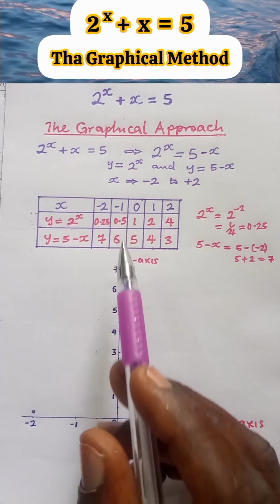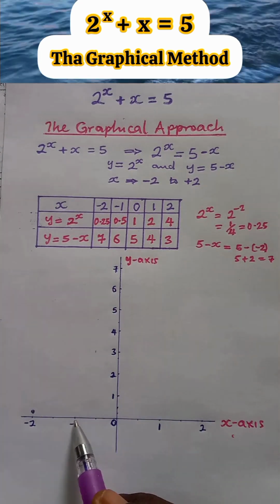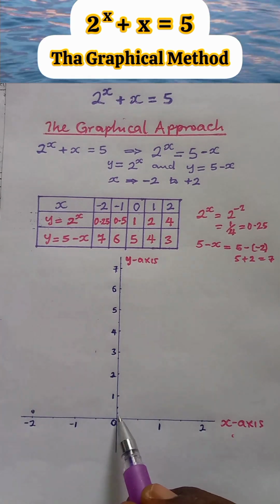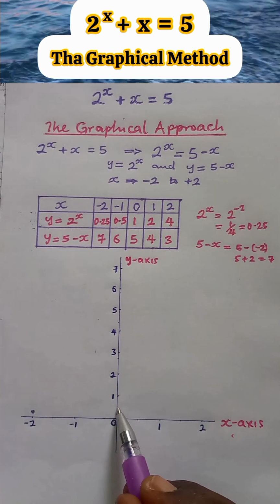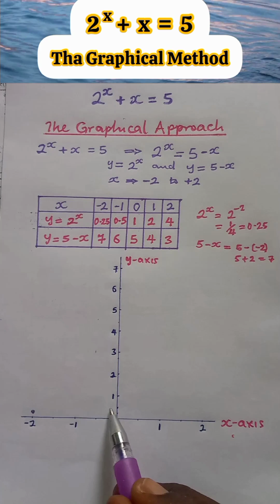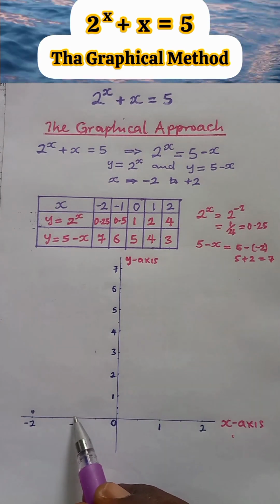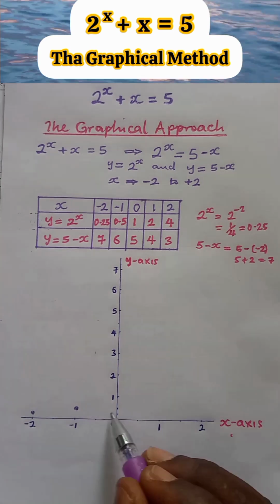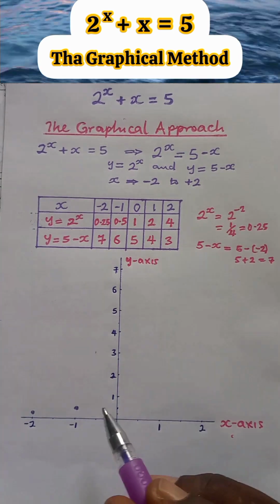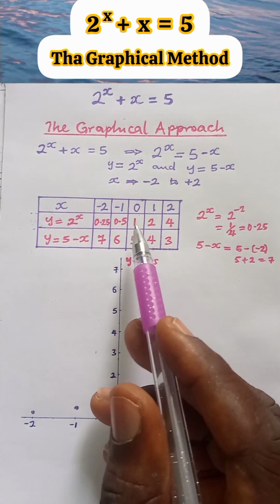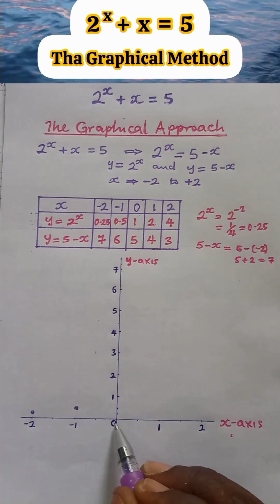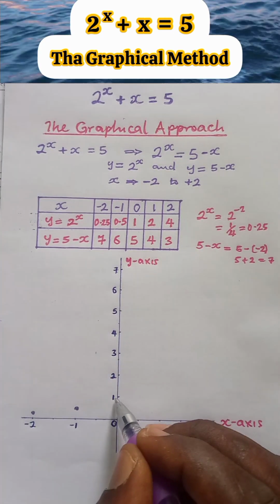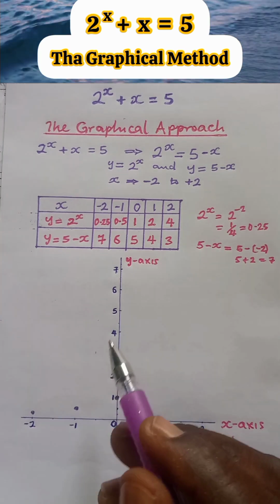When x is -1, y is 0.5. Here we have the midway is 0.5. So we trace it down here and put our point there. So we have our point there corresponding to these two values of y and x. Next, when x is 0, y is 1. We put our point there.